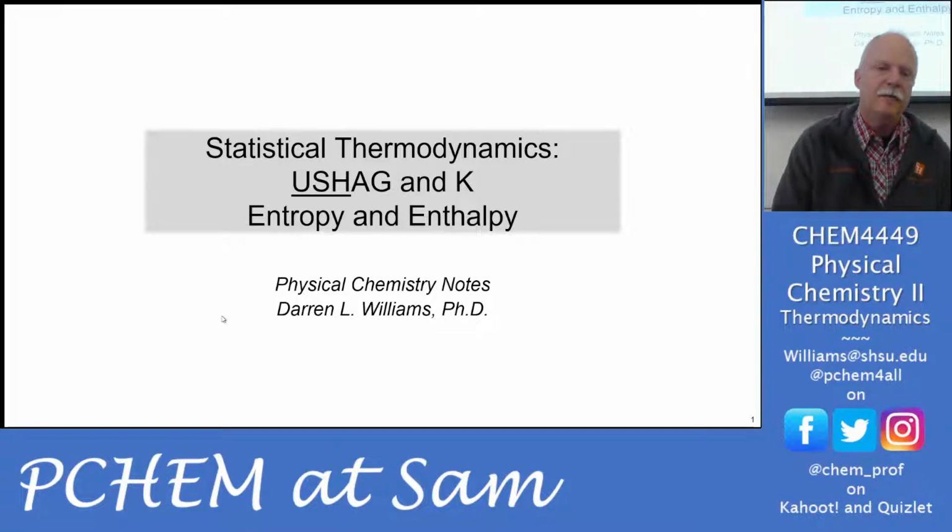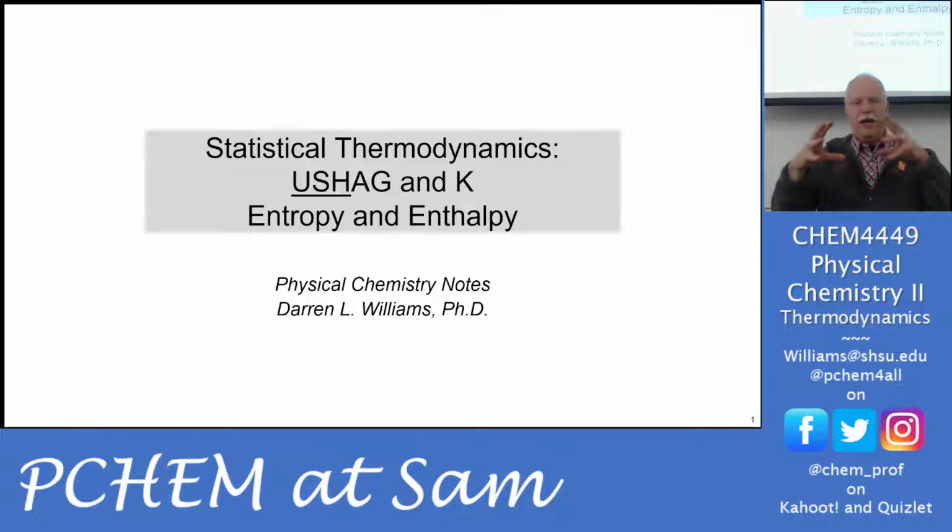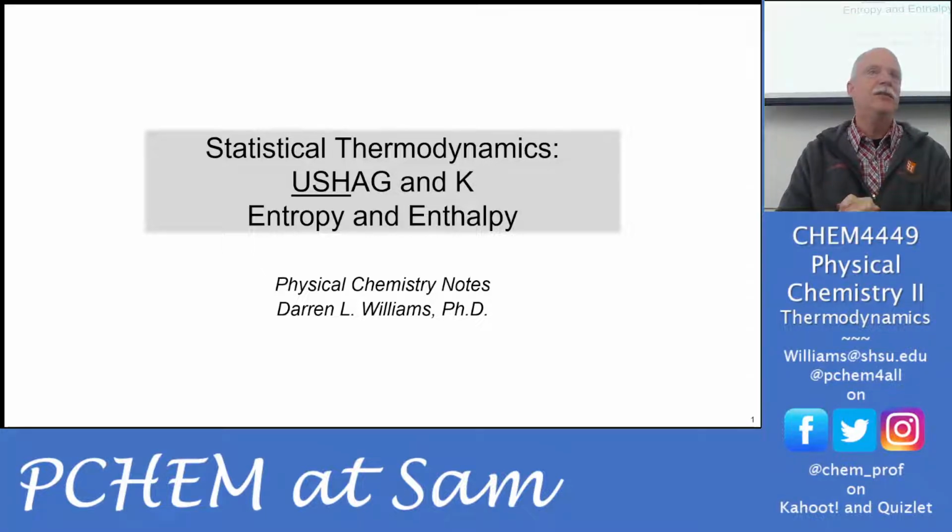So we've started this calculation of statistical thermodynamics, where we take the quantum systems and calculate U, S, A, G, plus K. U is the internal energy, S is entropy, H is enthalpy, A is Helmholtz energy, G is Gibbs energy, and K is the equilibrium constant. Today we're just going to do the first three, U, S, and H, and then next time we'll do A and G and K.